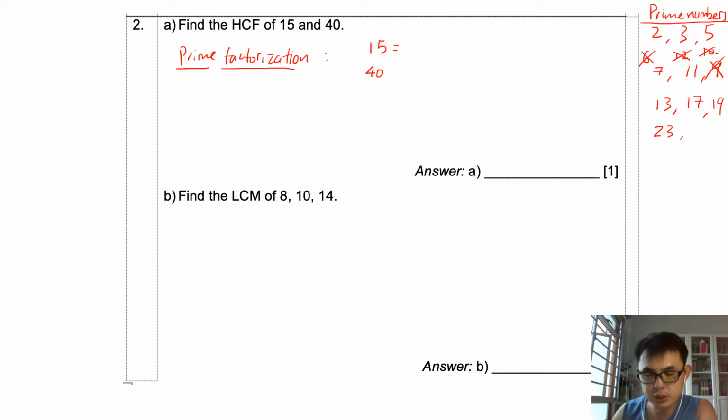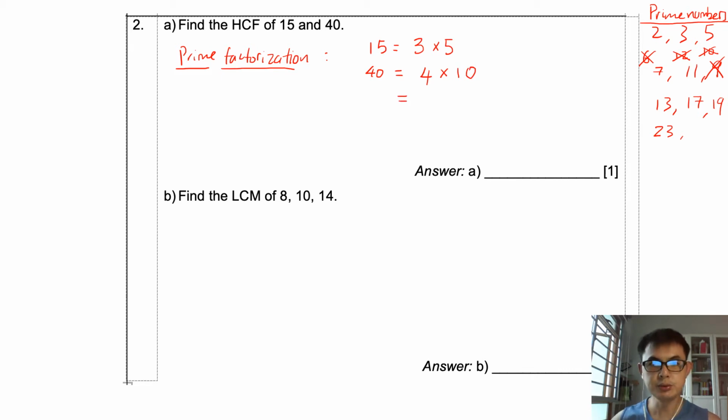Okay, so let me show you how it works. For example, 15 can be broken down into 3 times 5. And it cannot go on anymore because 3 is already a prime number and 5 is also a prime number. Okay, so 40, how to break down 40? 40 is a rather big number compared to 15. So first I can write down whatever I can remember. I know that 40 is 4 times 10.